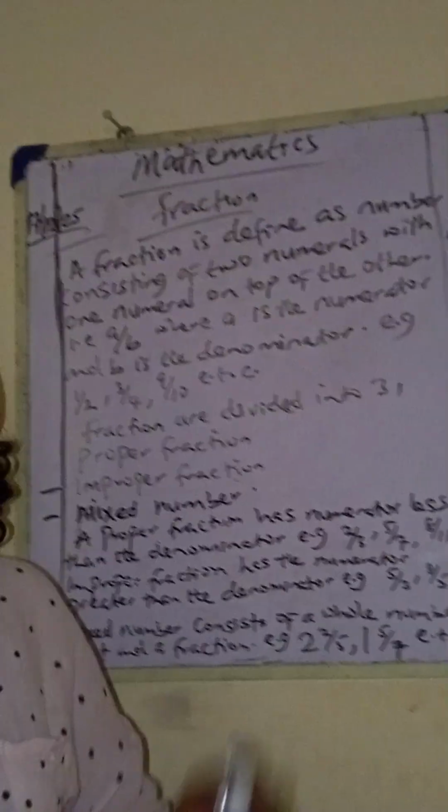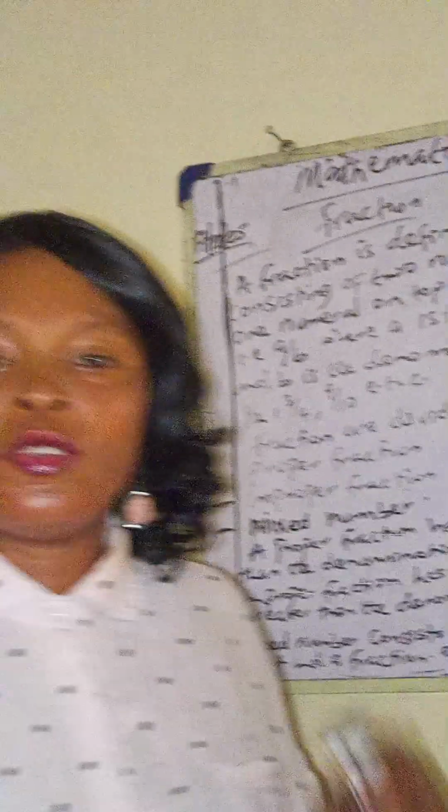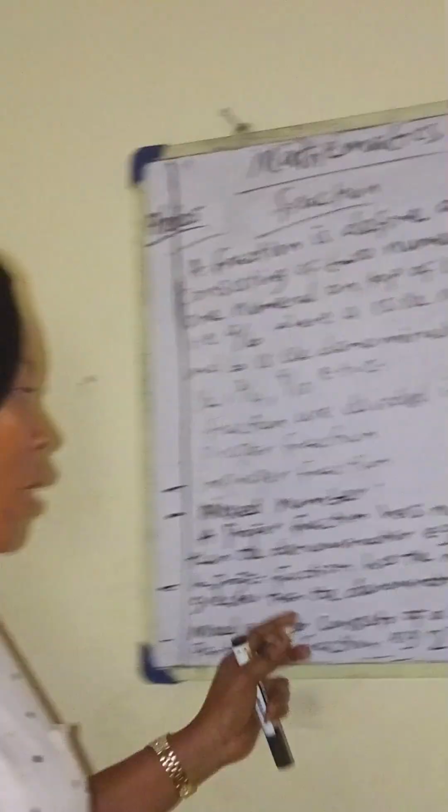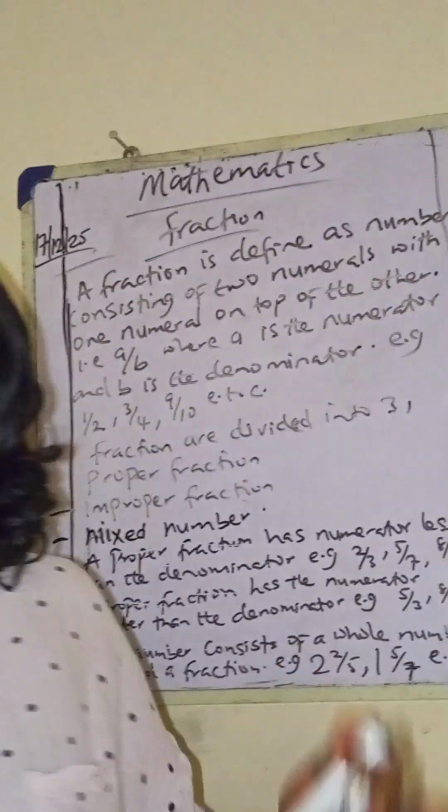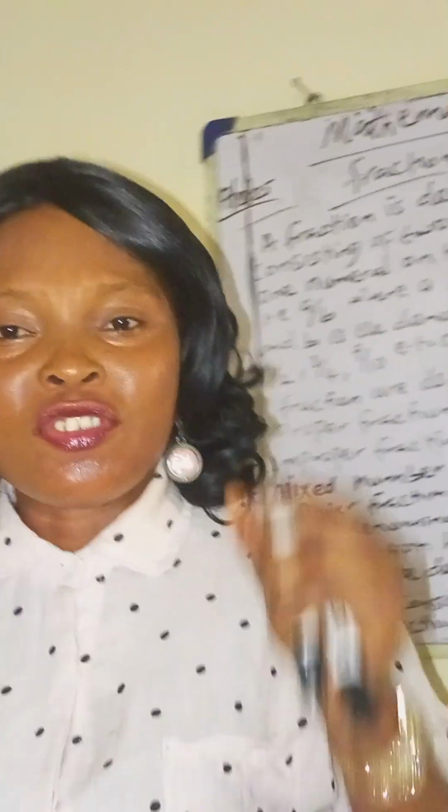The improper fraction is the opposite of a proper fraction, where the numerator is greater than the denominator. For example, we have 5 all over 3, 8 all over 5, and so forth. So when you see a fraction where the numerator is greater than the denominator, it is called an improper fraction.